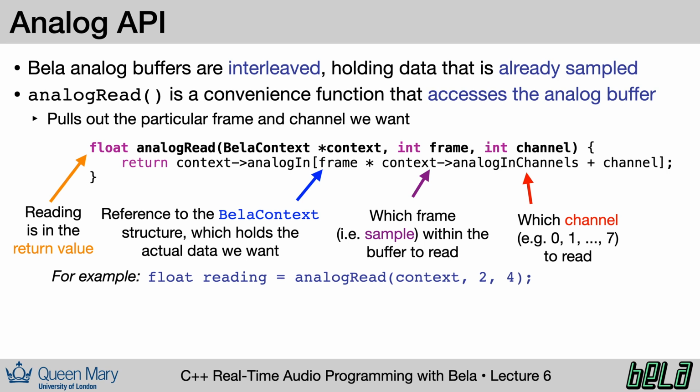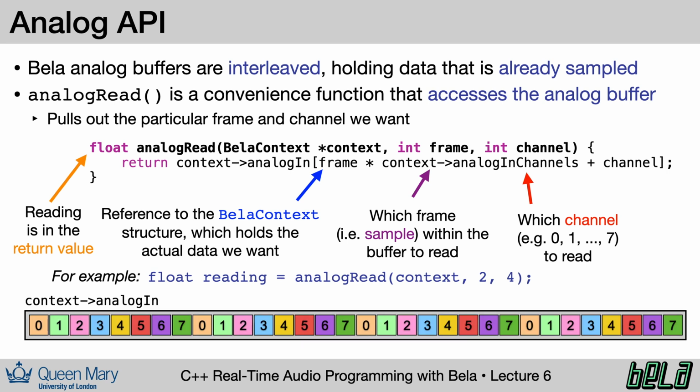Here's an example. We're calling analogRead, we're passing it context, frame number 2, channel number 4. Here's a representation of our interleaved buffer where the numbers represent the different channels. Which of these samples would be returned into reading? Well, we have to look at frame number 2, which is actually the third of the frames, because remember our indexing starts from 0, and then we have to look at channel number 4, so it's going to be the third square with the number 4 associated with it, i.e. it is this one.